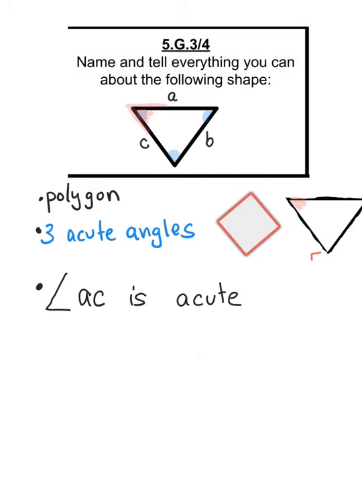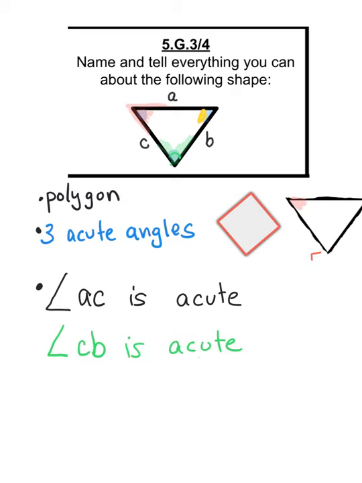Okay, and then if I want to specifically talk about this angle here that I'm shading in green, I would call that angle CB, because it's the angle created by lines C and B. That one is almost 90 degrees, but it is actually acute. It's just ever so slightly smaller than 90 degrees.